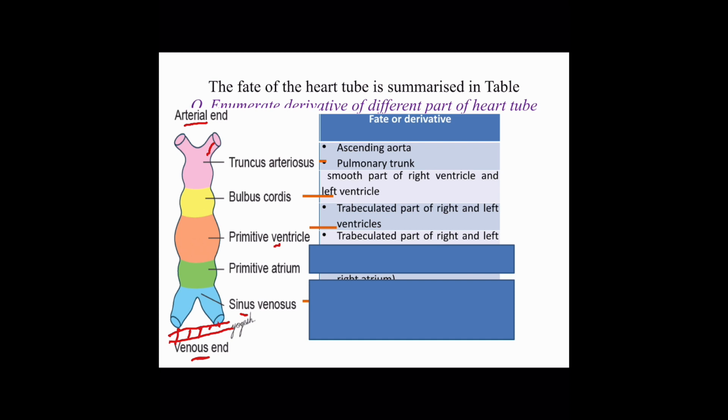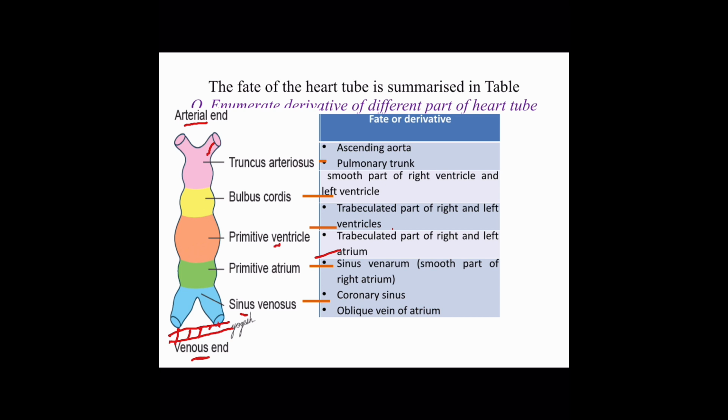This primitive ventricle will form the trabeculated part of the right and left ventricle. The primitive atrium will form the trabeculated part of the right and left atrium. And the sinus venosus will form the sinus venarum, that is the smooth part of the right atrium, the coronary sinus and the oblique vein of the atrium. So these are the derivatives.